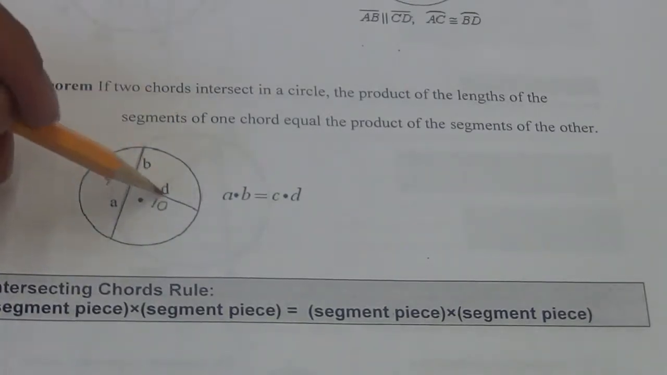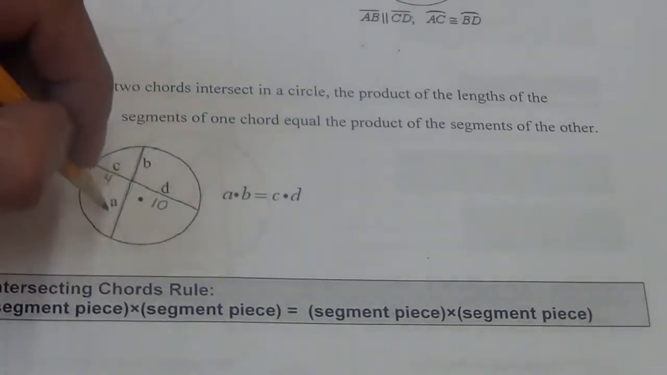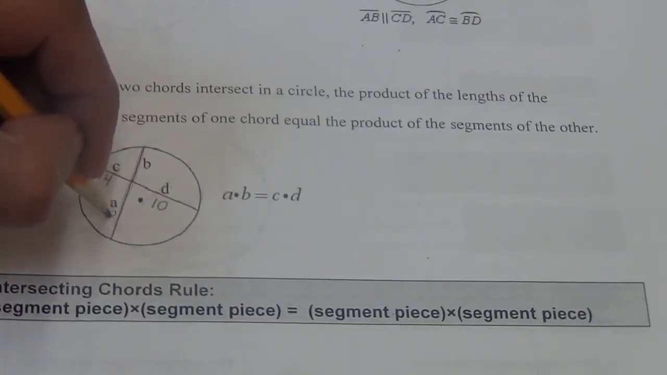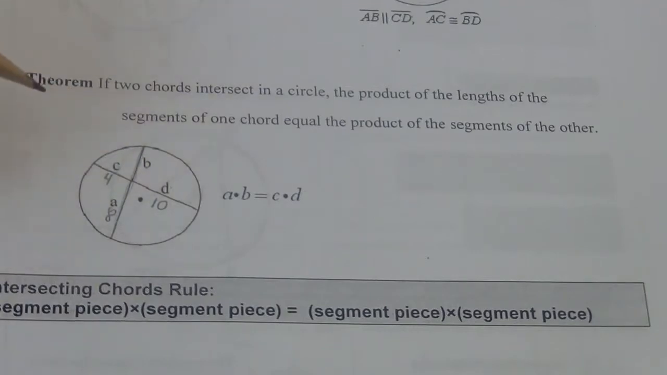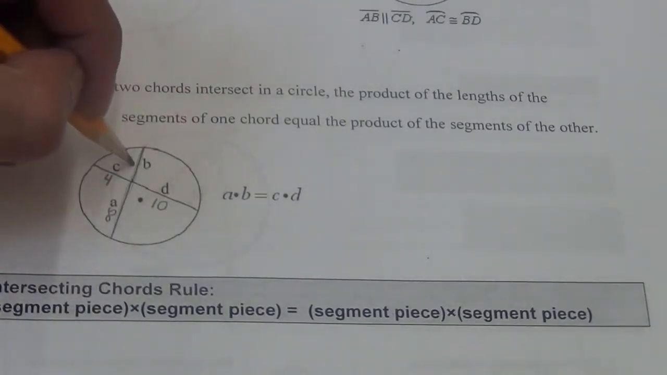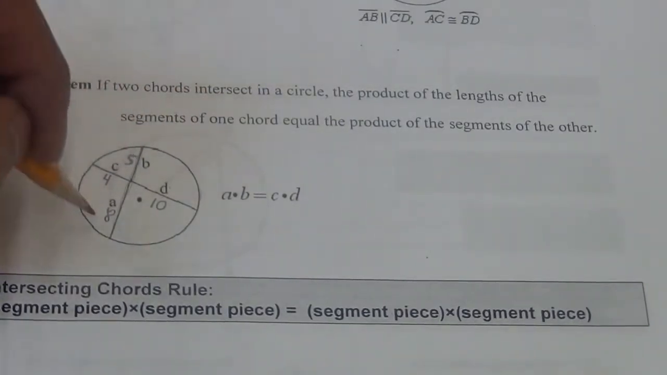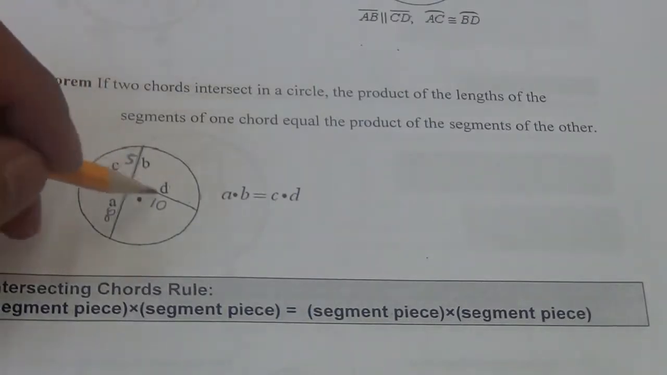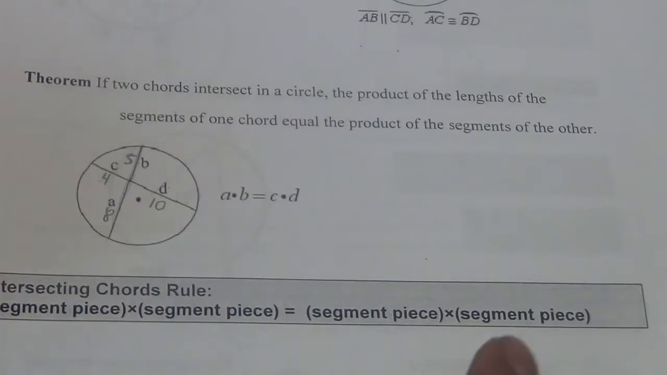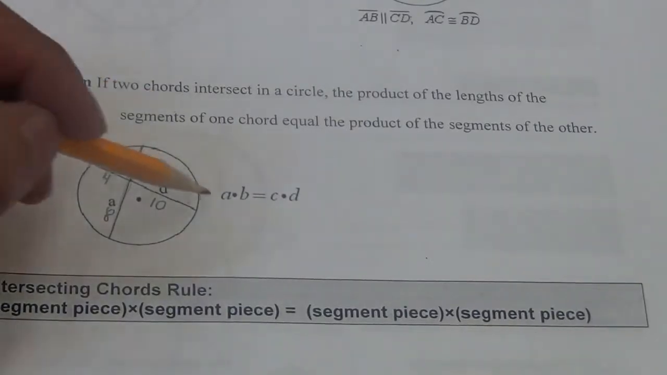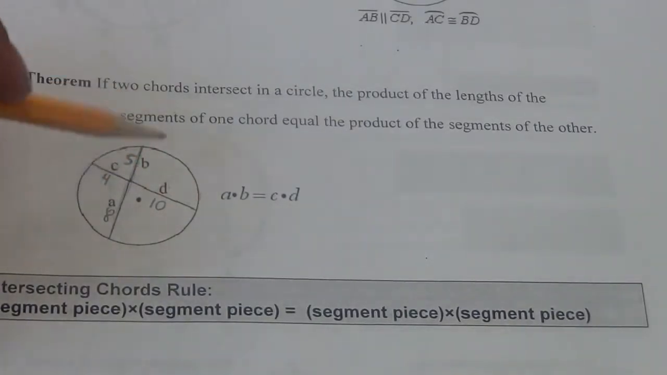CD, well, 4 times 10 is 40. If A is 8, what should the length of B be? It should be 5, exactly, because 8 times 5 is 40 and 10 times 4 is 40. So the product of the segments of one chord equals the product of the segments of the other chord. Perfect.